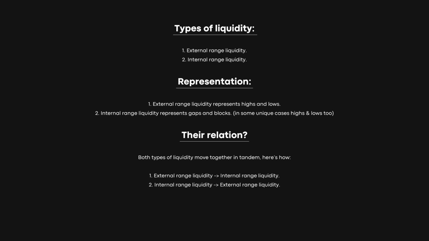So, in summary, understanding the interaction between external range liquidity and internal range liquidity allows you to, first of all, read the market flow more accurately. Second, it helps you anticipate the next likely move with better confidence. And third of all, it helps you avoid confusion when price doesn't instantly follow through after a liquidity sweep. This is one of those concepts that really ties everything together and gives you a much more refined understanding of liquidity and market movement.